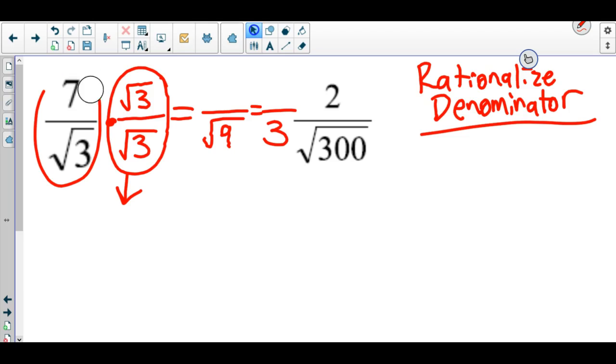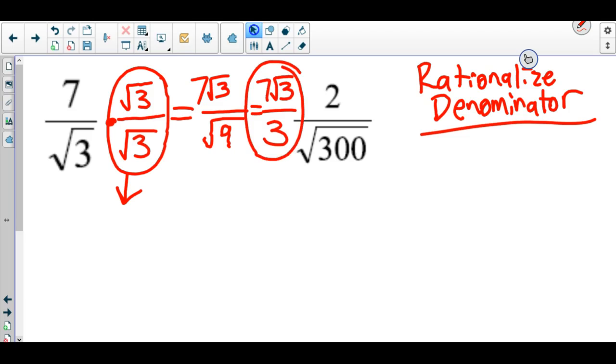That makes our numerator now be 7 times root 3. So my simplified version is just 7 root 3 over 3. That is simpler than this. Doesn't really look it, but it is. Trust me.